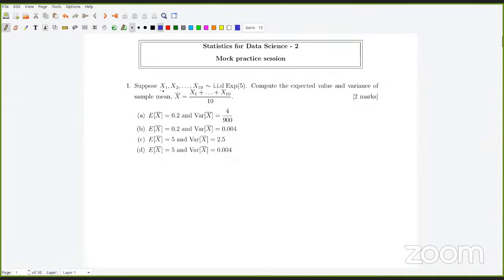There are 10 IID samples from an exponential distribution with parameter 5, so lambda is 5 here. We are asked to compute the expected value and variance of the sample mean. The sample mean is x1 plus x2 plus x3 and so on till x10, divided by 10. We need the expectation of x bar and also the variance of x bar. How do we solve this? What concepts do we require?